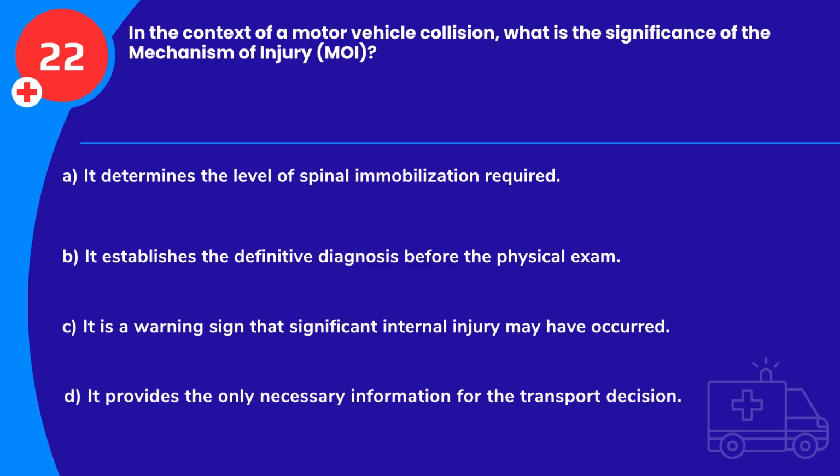Question 22. In the context of a motor vehicle collision, what is the significance of the mechanism of injury, MOI? A. It determines the level of spinal immobilization required. B. It establishes the definitive diagnosis before the physical exam. C. It is a warning sign that significant internal injury may have occurred. D. It provides the only necessary information for the transport decision.